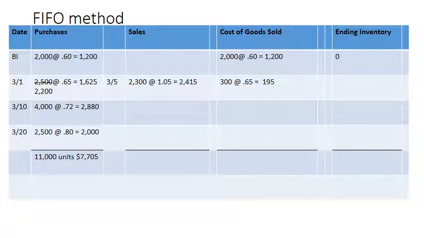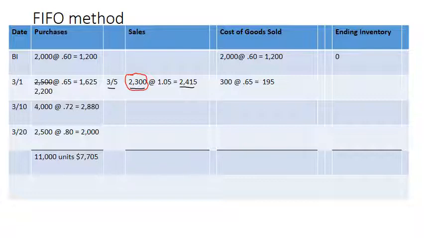So in the problem, it tells us on March 5th, there is a sale of 2,300 units at $1.05 per unit. So the sales price is $2,415. So what's happening here is that I'm going to find 2,300 units to fulfill the sales order with. So I'm going to allocate those 2,300 units into the cost of goods sold column.